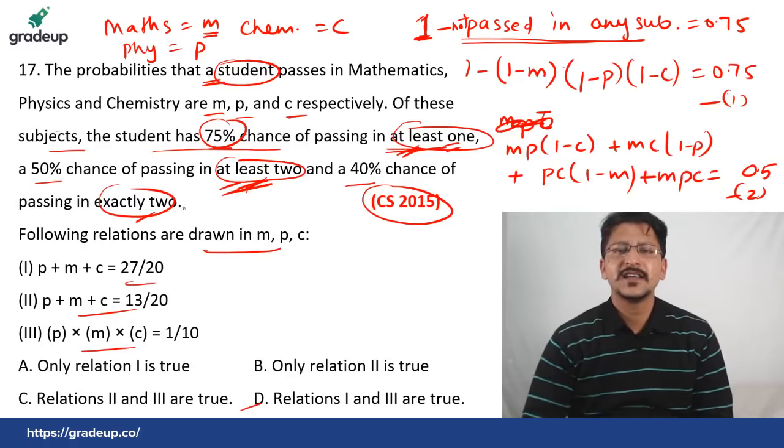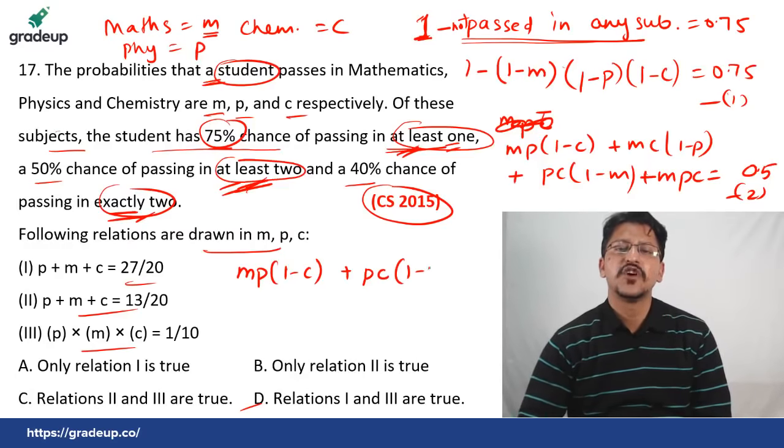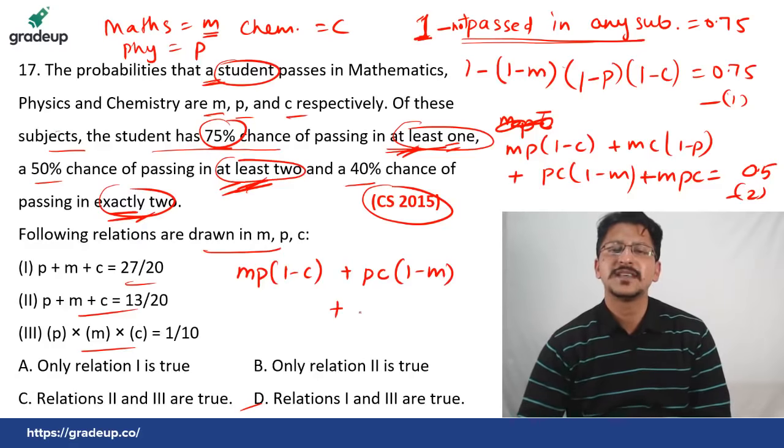And the third one is passing in exactly 2. Exactly 2 means he has passed in maths and physics but not in chemistry, plus passed in physics and chemistry but not in maths, plus he has passed in maths and chemistry but not in physics.